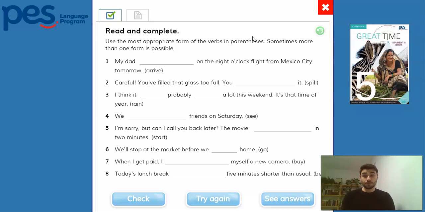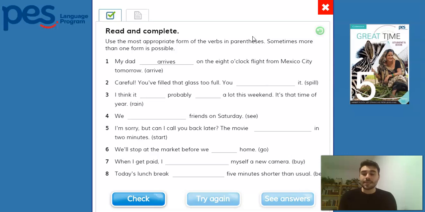City tomorrow. So here, I decided to use the simple present, right? So, my dad arrives on the 8 o'clock flight from Mexico City tomorrow, okay? In this case here, I'm talking about an arrangement, a timetable is scheduled, okay?